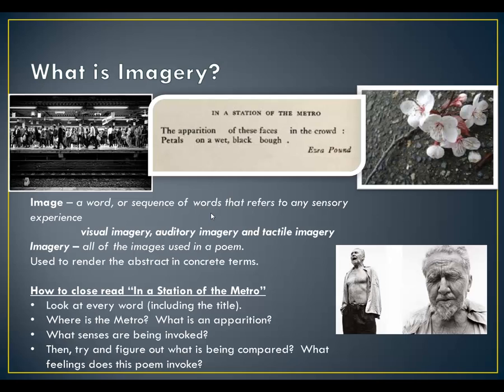So now you want to think about, okay, so why and what is being compared? You're in a station at the metro, you have these faces in the crowd, maybe you're in the metro on a train passing and you see these faces in the crowd, and then all of a sudden you move to a natural image, right? I don't think he's actually talking about all of a sudden he's outside and he sees petals on a wet black bough. He's comparing these faces in the crowd, in the darkness, these white blurs of people that look like petals, right? To this object of beauty.